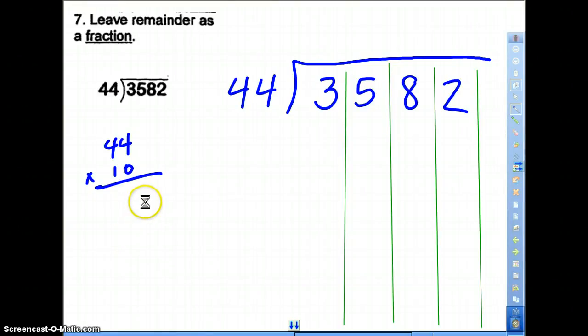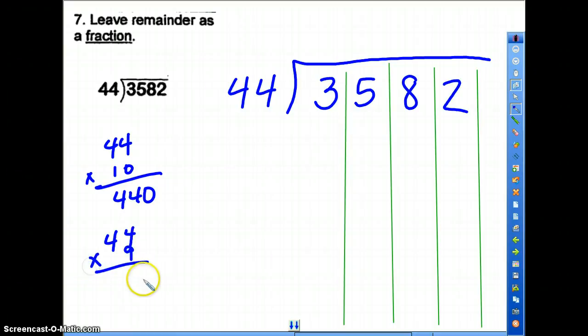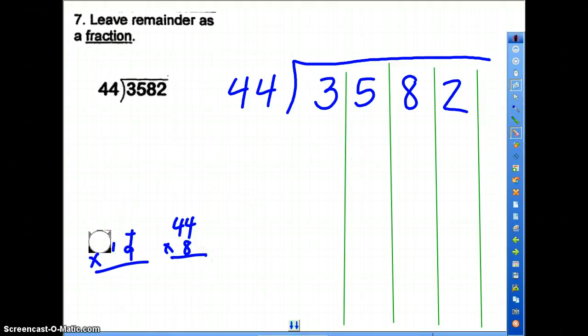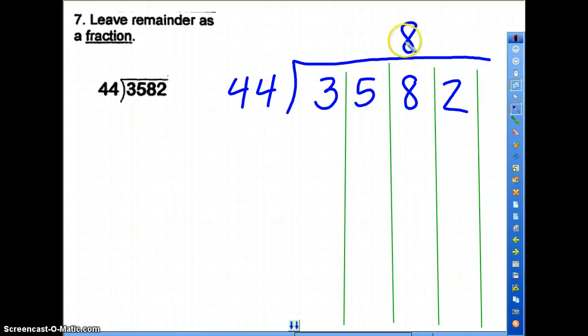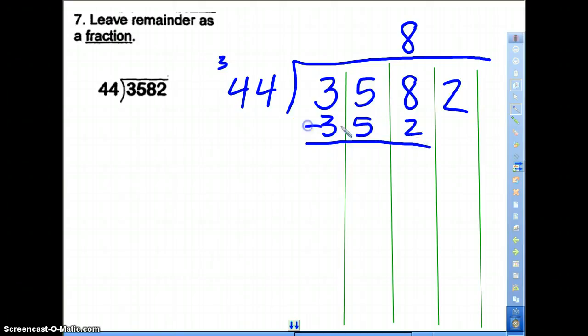Okay, I know that's too big. Got to go a little bit smaller. I know some of you guys might try 44 times 9. You might try 44 times 8. If you want to do that, that's fine with me. Turns out it goes in there 8 times. Okay? 8 times 4 is 32, 33, 34, 35. Subtract.